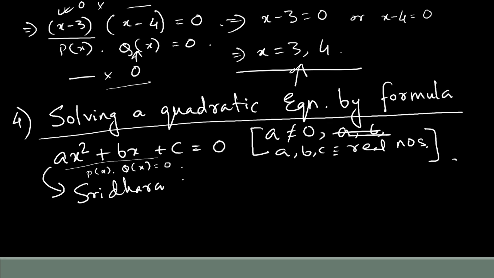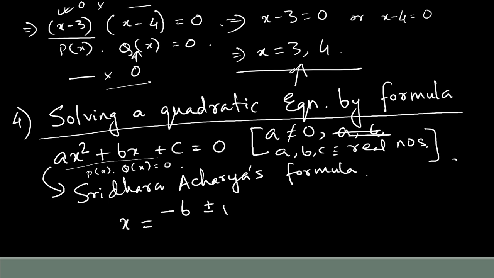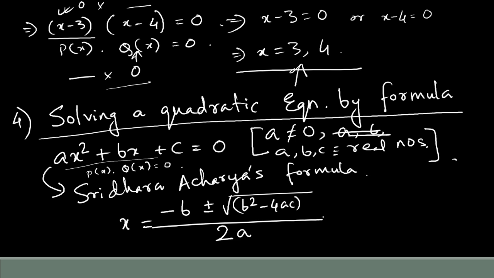This formula is called Sridharacharya. The formula is x equals minus b plus minus root over b square minus 4ac, divided by 2a. This is Sridharacharya's formula. Through this you can get the roots of the quadratic equation ax square plus bx plus c equals 0. Just remember this formula. I will write it on the next page: x equals minus b plus minus root of b square minus 4ac divided by 2a. Through this you can find the solution of that quadratic equation.